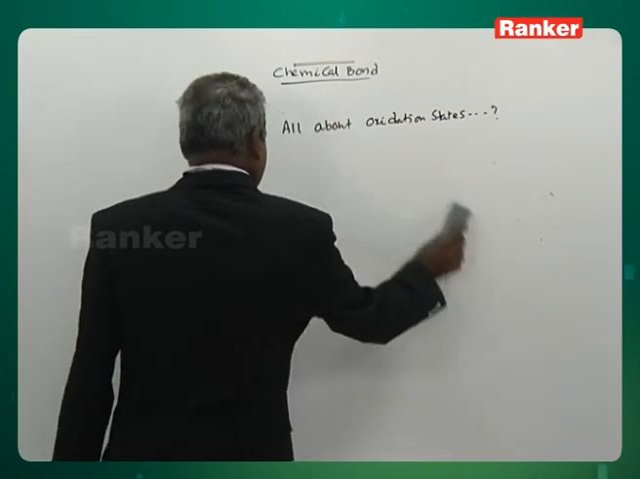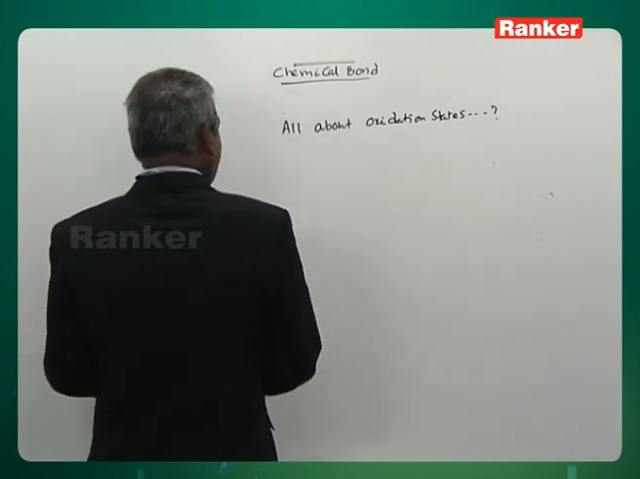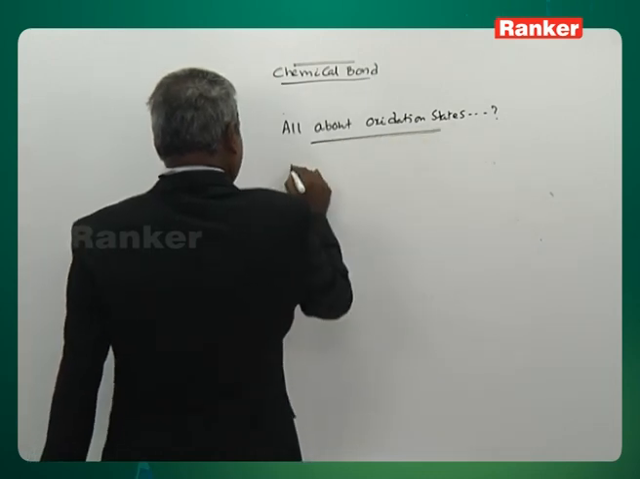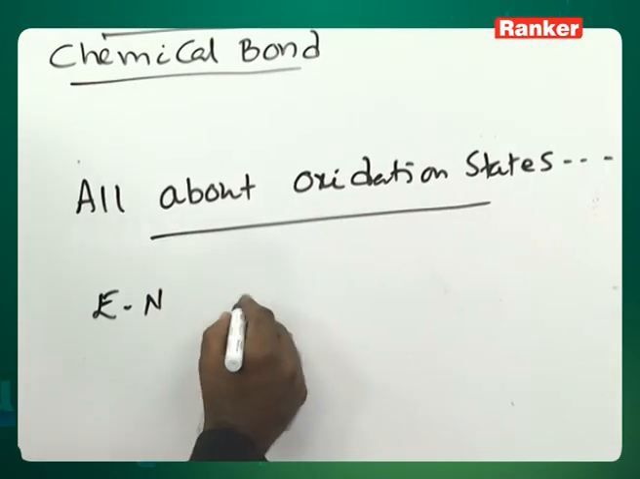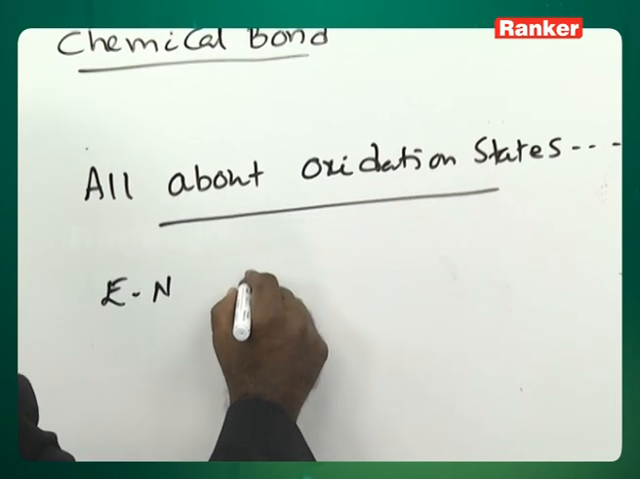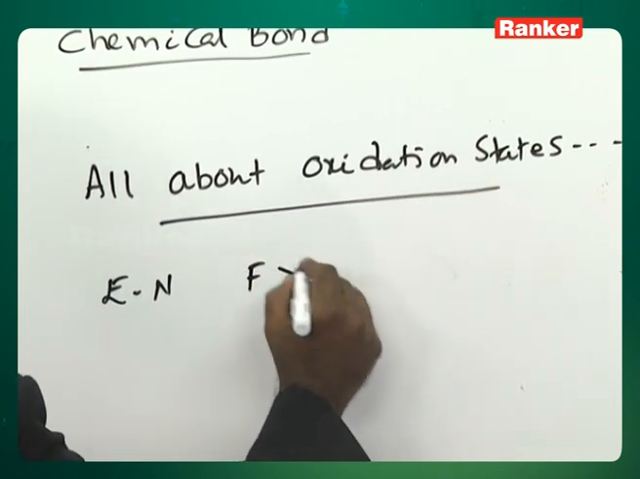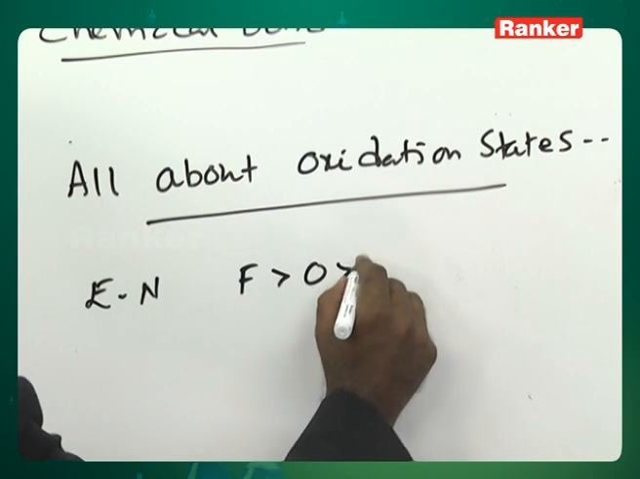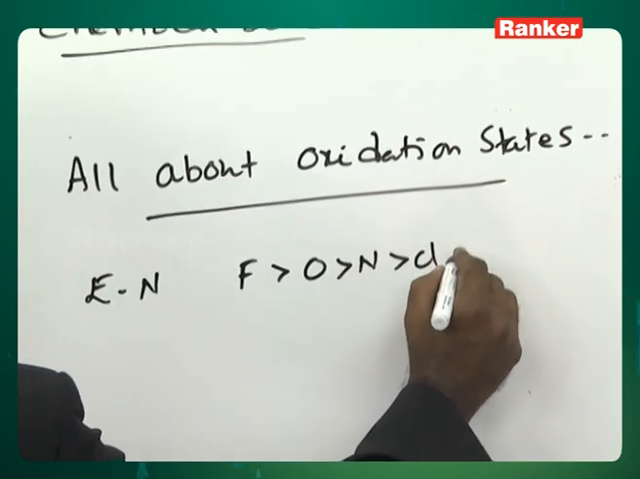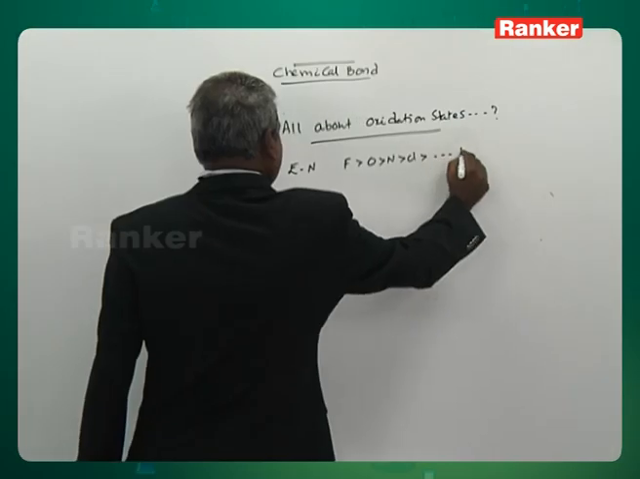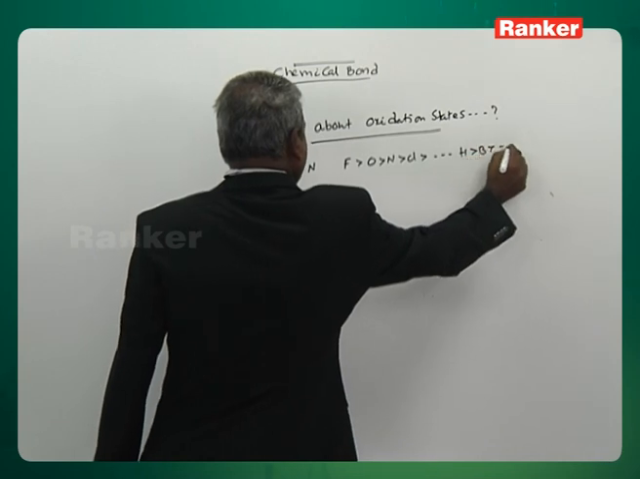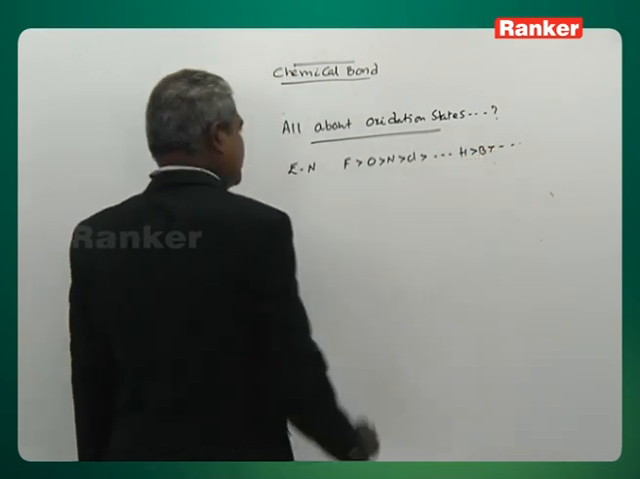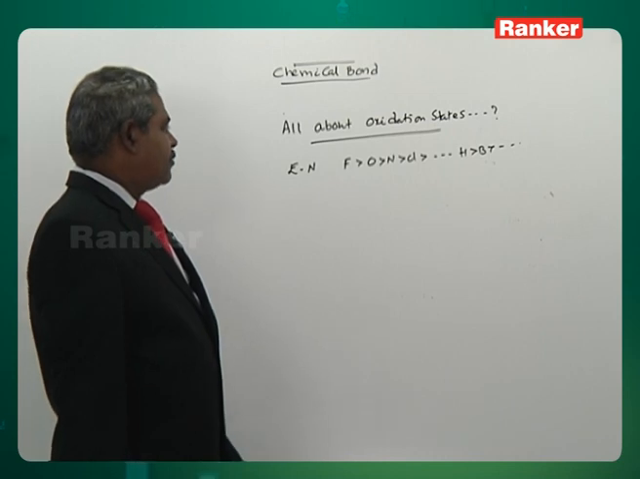Look here. And you know which is more electronegative. Behind all this is the electronegativity order: electronegativity of fluorine greater than oxygen, greater than nitrogen, greater than chlorine. This holds good. H greater than B, and you get other non-metals here.